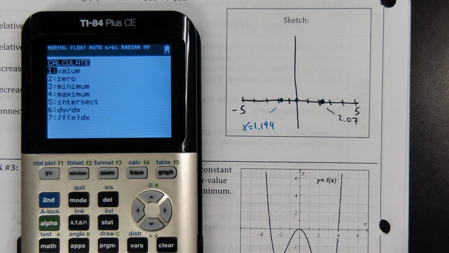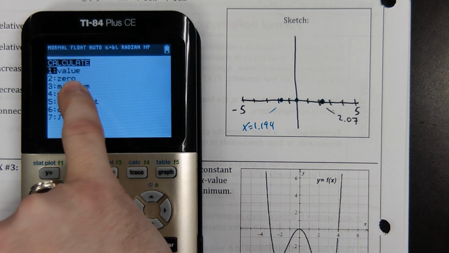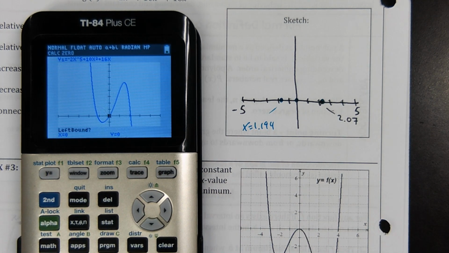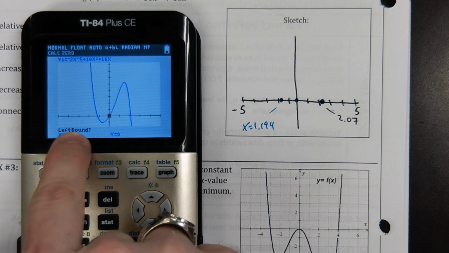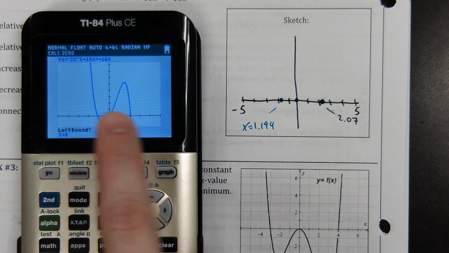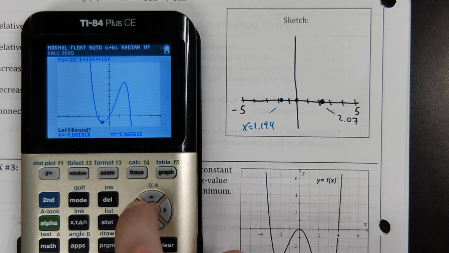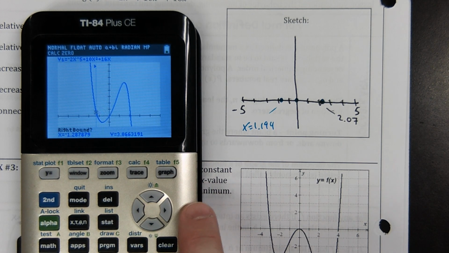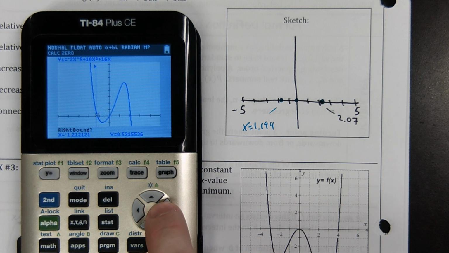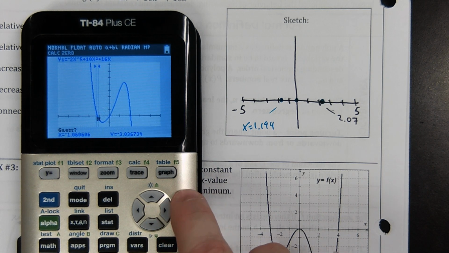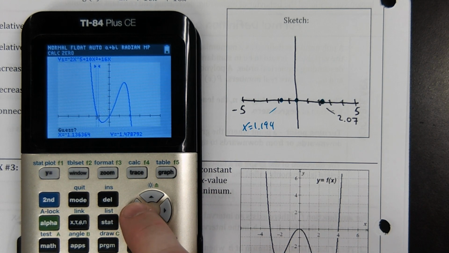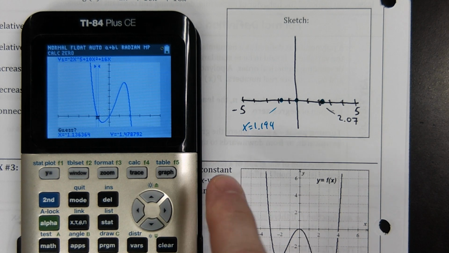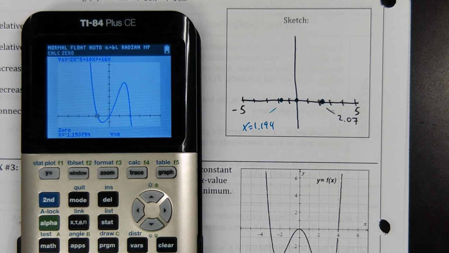Second trace 0 is command 2. Notice, though, that the instructions from it have changed. Left bound means get to the left side of a solution. Hit enter. Right bound means get to the right side of a solution. Hit enter. Guess means go between the 2 vertical bars. And hit enter. And you will see I got negative 1.194 again.